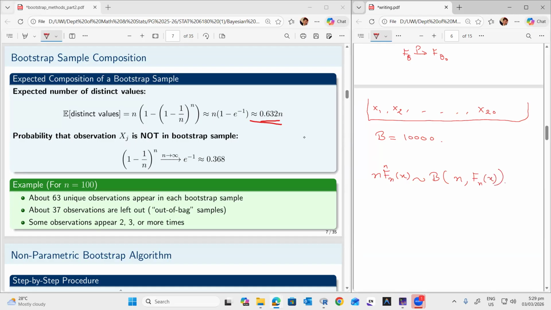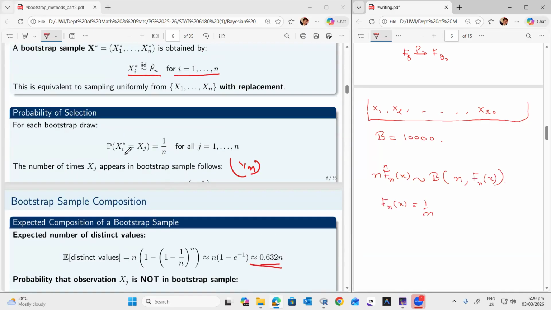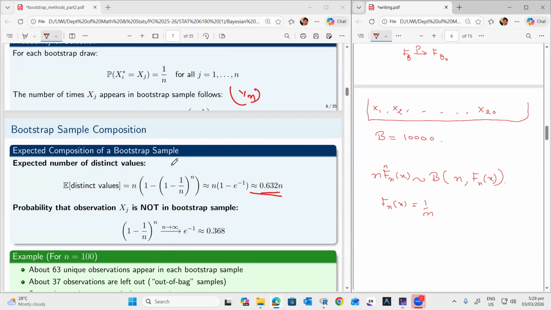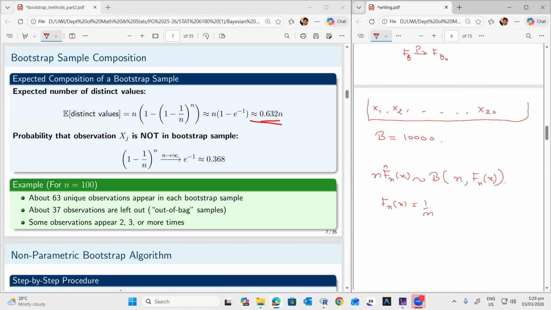And here, as we define, fnx is 1 upon n, the probability that one sample will be selected in the data set. So the probability that it will not be selected in the given sample will be (1 minus 1 upon n) raised to the power n. As n tends to infinity, it will be e raised to the power minus 1, which is equivalent to 0.368. All right. So this is the mathematical property.